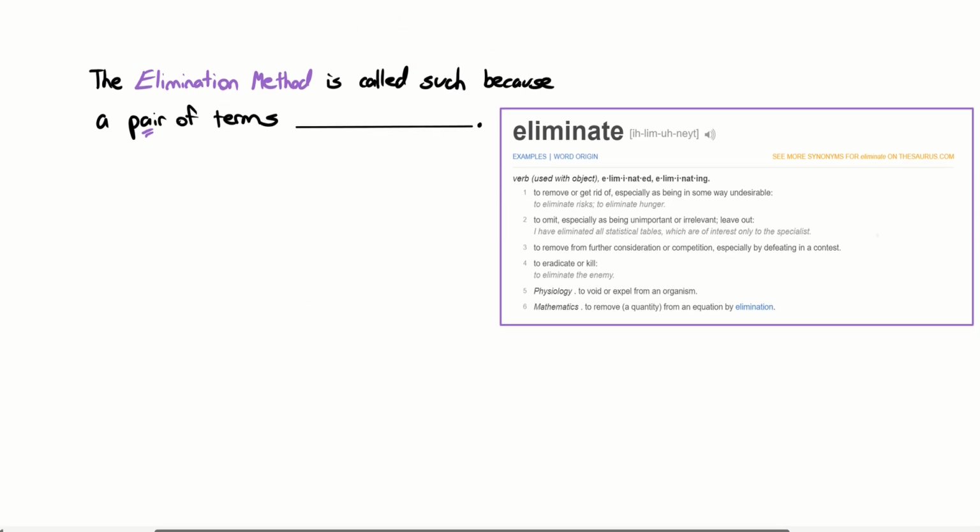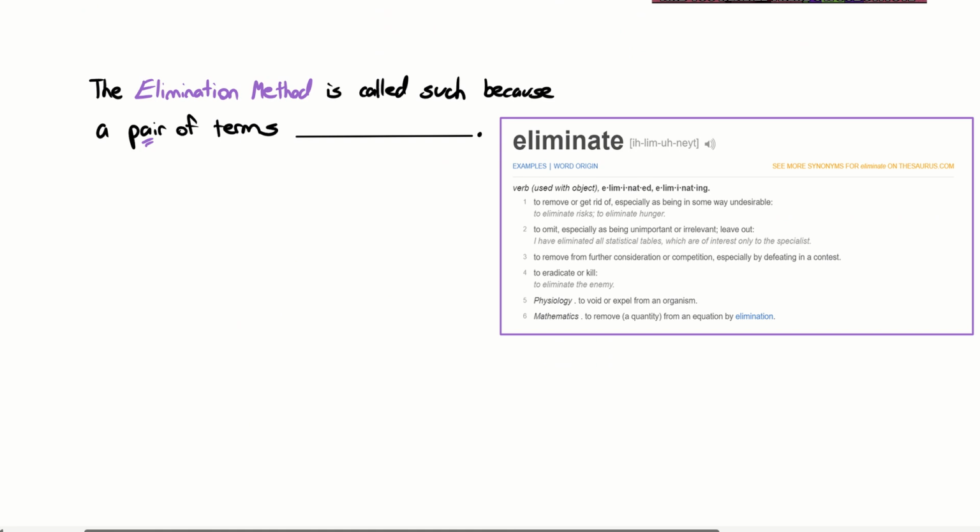But before we do that, let's make sure we know what that word elimination means and why it's called this. The elimination method is called such because a pair of terms. What do you think the word is there? That's right, eliminate. And what does eliminate mean? To remove or get rid of. To omit, to remove from further consideration, to eradicate, or, ooh, that gets dark right there. Anyways, you get the idea. Things are going to go away. Things are going to get rid of. That's what the elimination method does, and it makes it really nice and clean once things are gone. Really nice to proceed forward. Come on, let's get into it.